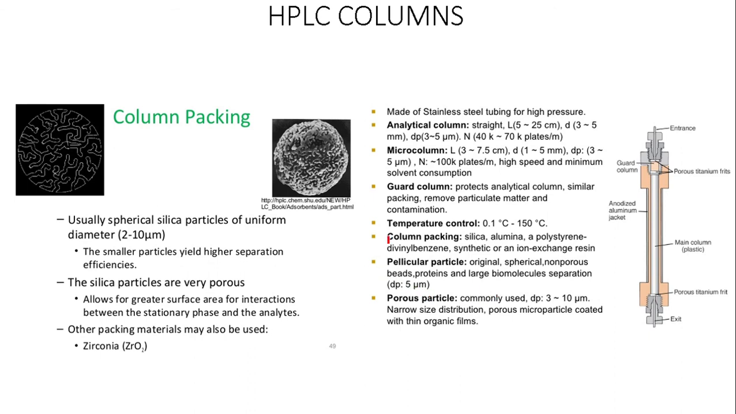This is some data about the HPLC columns. Spherical silica particles of uniform diameter usually we are using. The diameter of the particle may be 2 to 10 micrometer, and these particles are very porous actually, and zirconia etc. may also be used. And the column is always packed in a stainless steel tube because high pressure is often used in that column. So the column should be able to withstand the high pressure being used. And these are the various data regarding HPLC columns. This is the diagram of a column here.